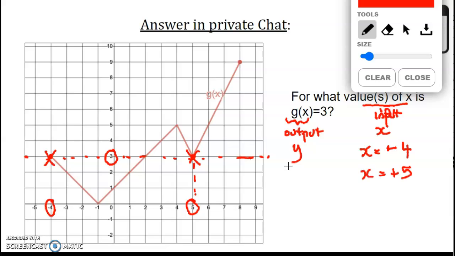So we could write this using the function notation as f of -4 is equal to 3, and f of +5 is equal to 3. Okay, this tells me when the input was -4, the output was 3. When the input was +5, the output was also 3.